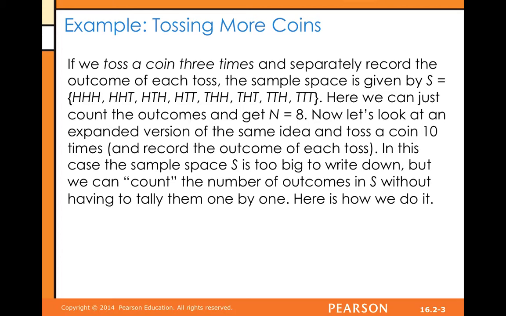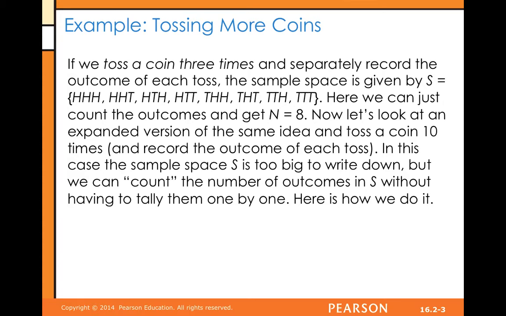Here is an example of tossing more coins. This is an example we've seen before. If we toss a coin 3 times and separately record the outcome of each toss, the sample space is given by these 8 outcomes. You can flip 3 heads, you can flip 2 heads followed by a tail, a heads followed by a tail followed by a heads, etc., all the way up to 3 tails. So in this case, with this sample space, we can just list it and we get a capital N equals 8. We can literally just say there are 8 things here. So counting this sample space is not hard because it's literal counting like you normally do, right? 1, 2, 3, 4, 5.